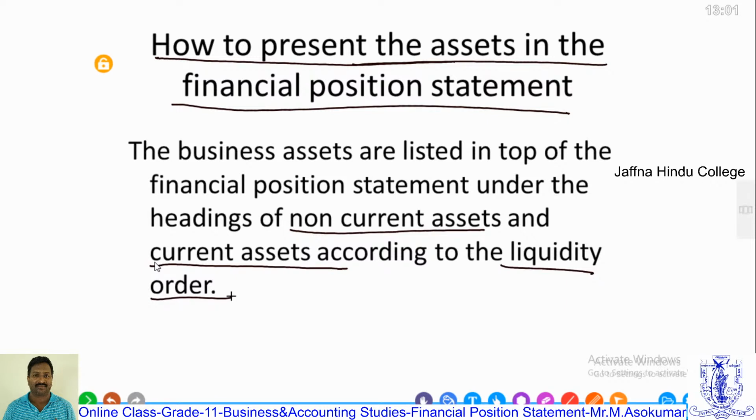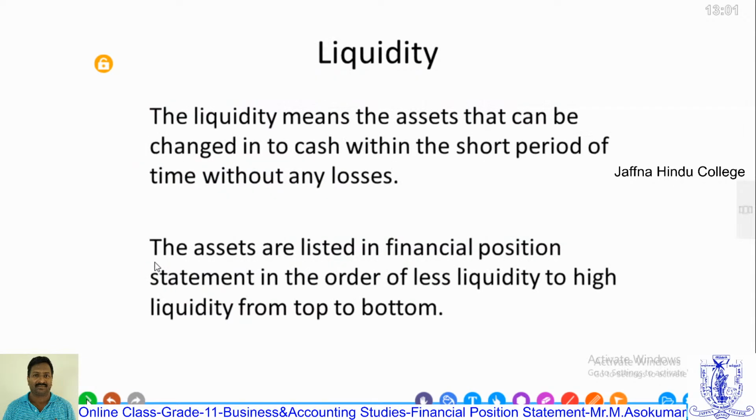Repeatedly, I say that the business assets are listed at the top of the financial position statement under two headings, non-current assets and current assets. Earlier we discussed these non-current and current assets. Under these headings, we list these assets in liquidity order. What do we mean by liquidity order? Liquidity means assets that can be changed into cash within a short period of time without any losses. Very speedily converted into cash.